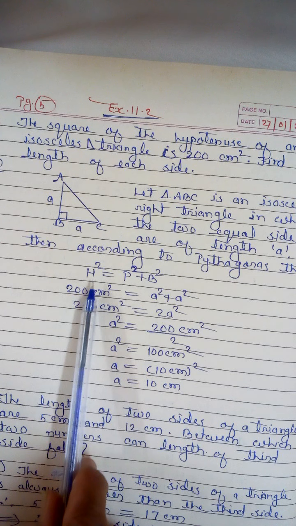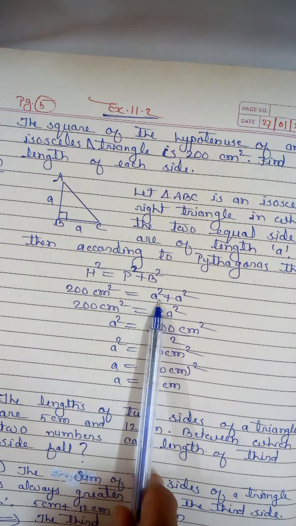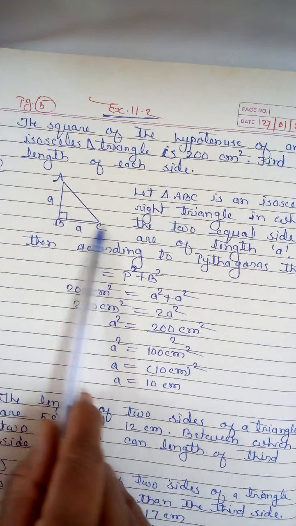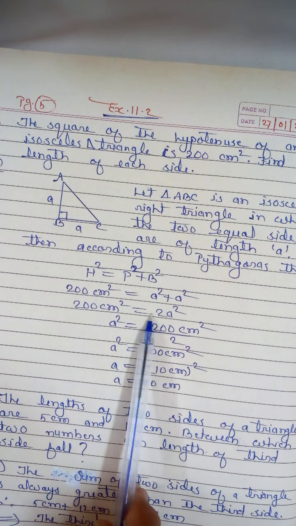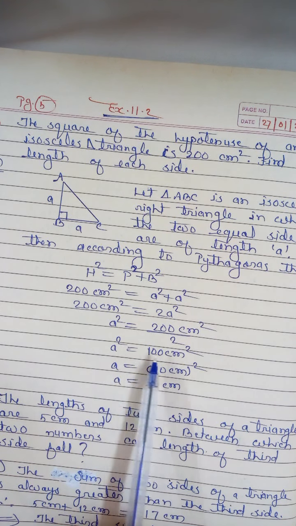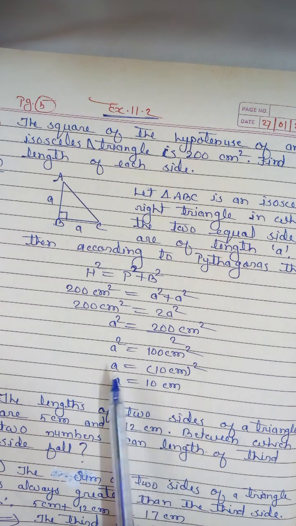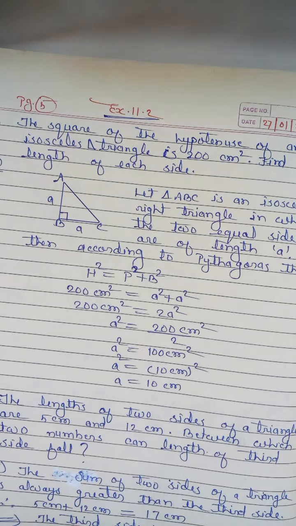So when we write 200 square centimeters in place of h square, it gives us a square plus a square, as we have assumed that the length of the equal sides is a. So it gives us 200 square centimeters equals 2a square, or a square equals 100 square centimeters. By taking the square root of both sides, we can write a equals 10 centimeters.